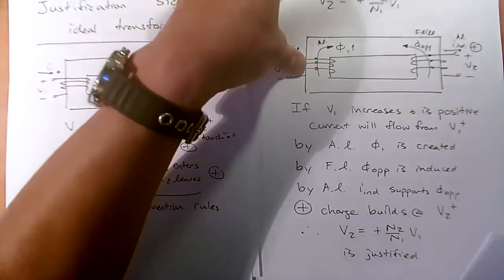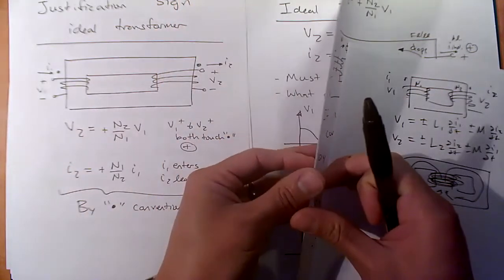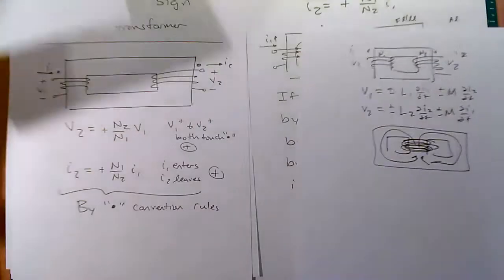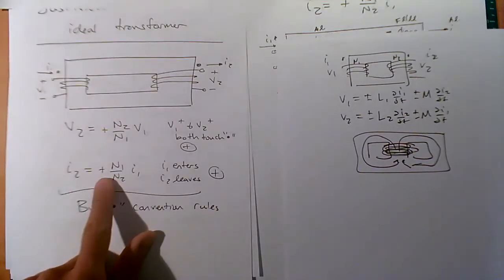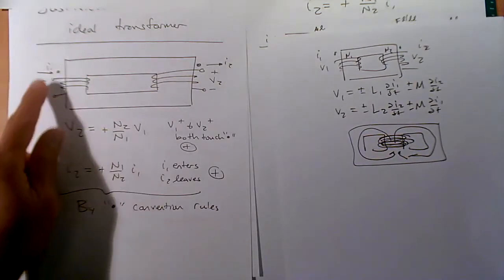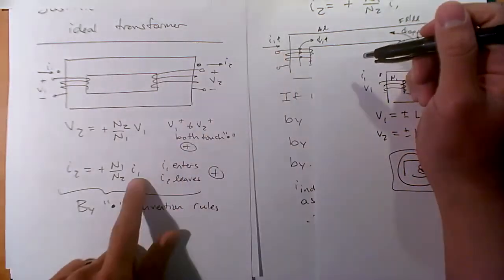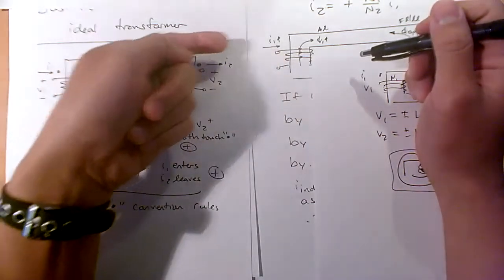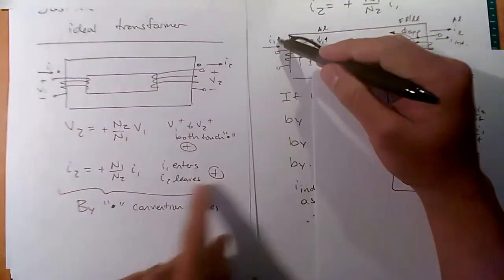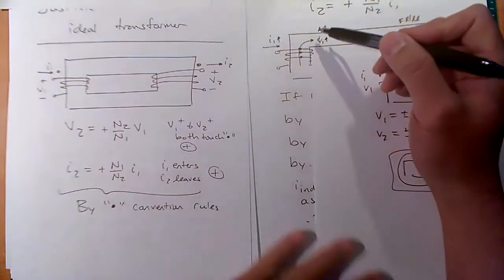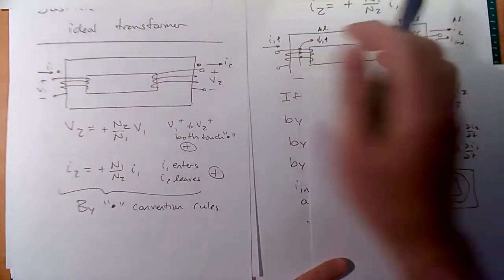Let's do the same thing for the current, right? The current in this case is also positive. So let's now do the same thing, I1 to I2. Now let's assume I1 is like a current source, right? And so I have a current source, we're sending current in, I'm increasing the current, right? And so we have a phi1 that's increasing by Ampere's law.